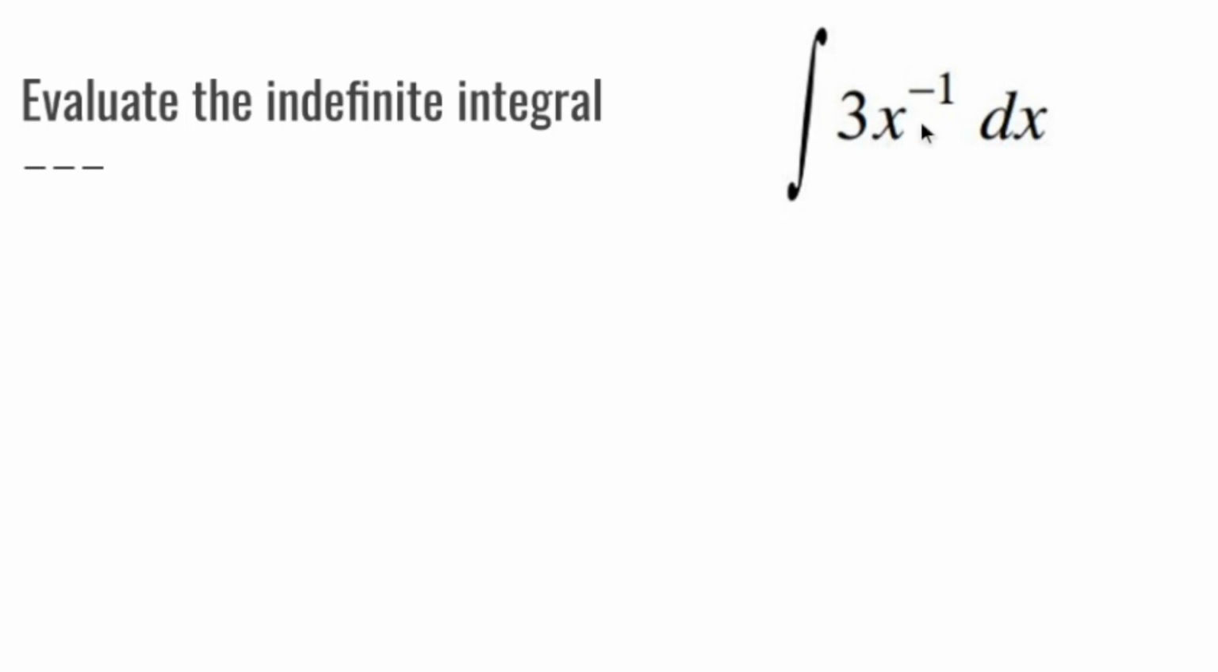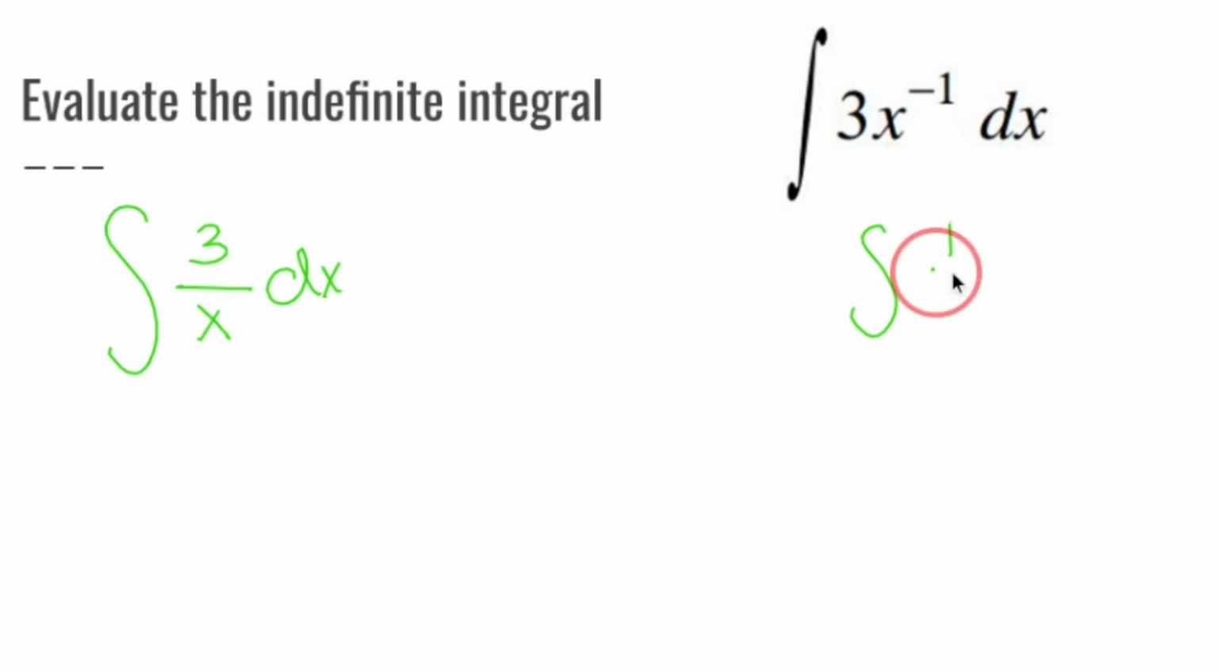Evaluate the indefinite integral. So I have 3x to the negative 1. Now let's be careful. I can rewrite this out as this. Normally I like having an exponent there. Normally I'm turning this into this, but the reason why I'm writing this out is because of a rule that says that the integral of 1 over x is ln of x with the absolute value.